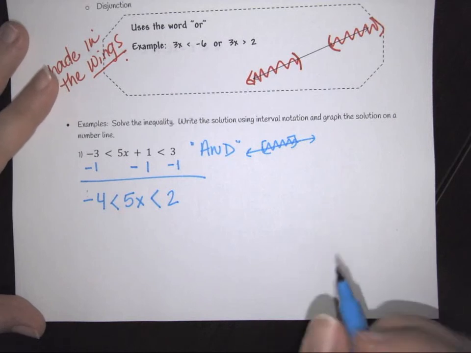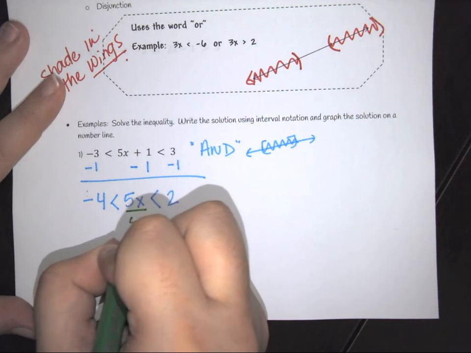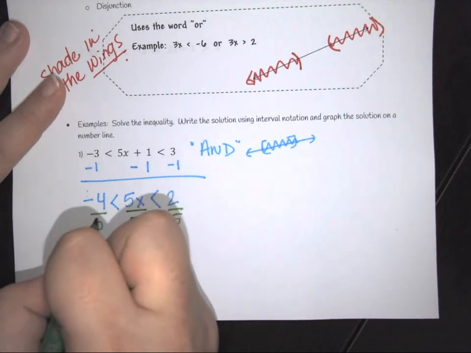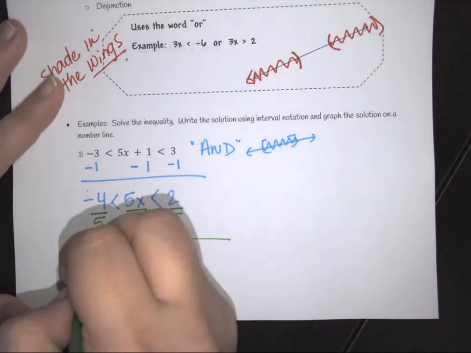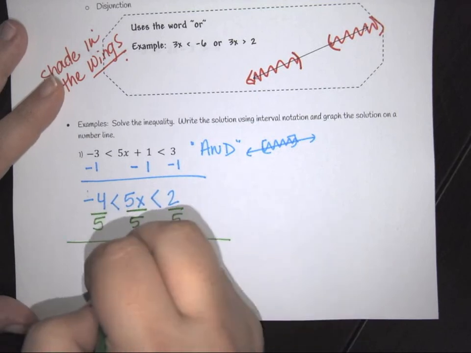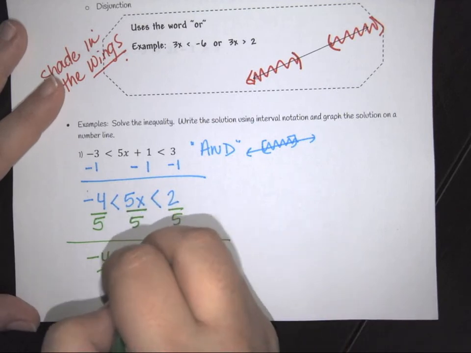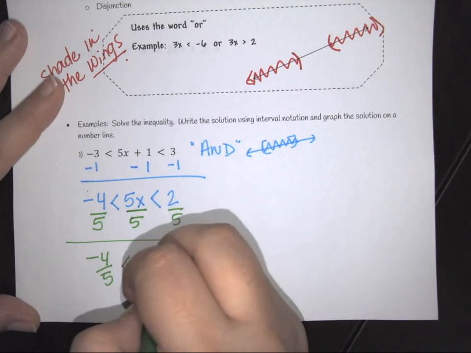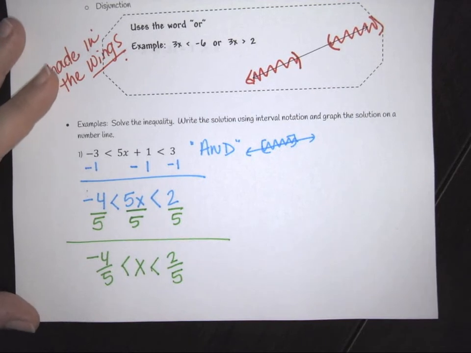Now the very last thing that we have to do is divide my middle term by 5. So that means I have to divide by 5 everywhere. As soon as I do that, I have -4/5. Because my 5 was positive, my inequality stays the same. 5 over 5 goes away, leaves me with x in the middle. Again, my 5 was positive, so my inequality stays the same, leaves me with 2/5 on the other side.